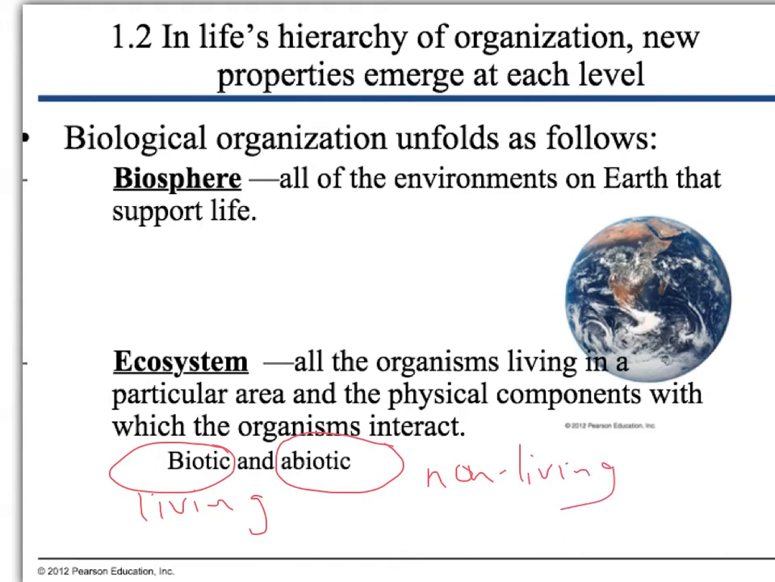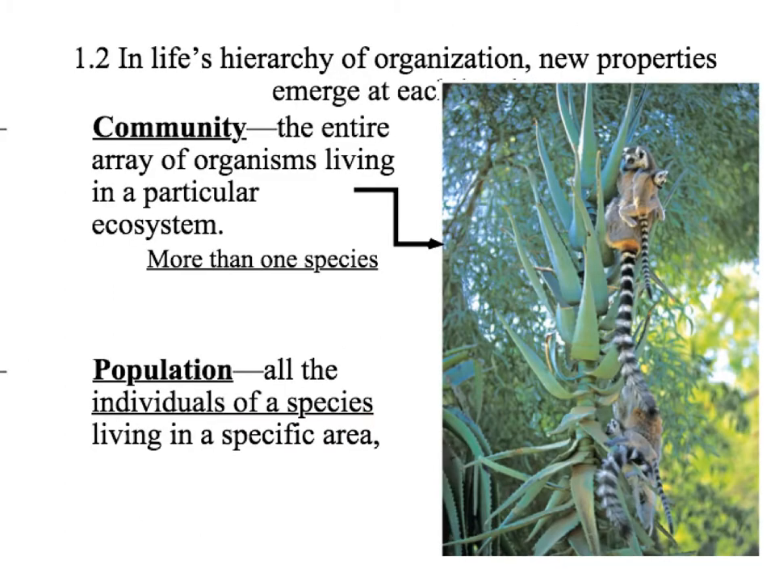So we're going to see how those two interact with each other in an ecosystem. If we go down smaller from an ecosystem, we have a community. The community is the entire array of organisms living in a particular ecosystem, so this is more than one species. If we look in our picture here, we've got this yucca tree, and again our lemurs interacting with each other, and there's another tree in the background.